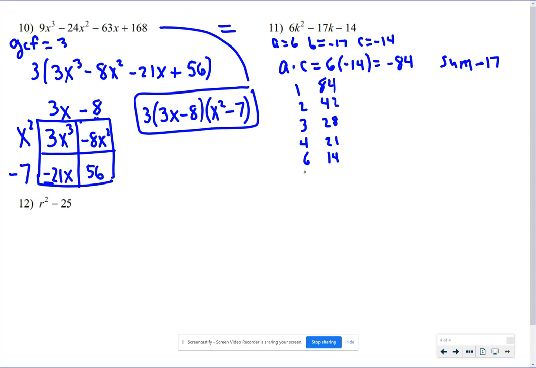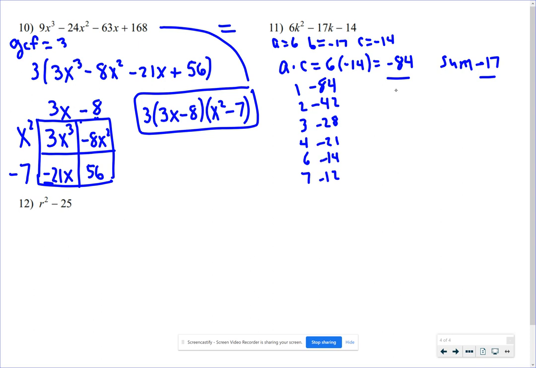What's 84 divided by 7? It's 12. Is 84 divisible by 8? Nope. By 9? Nope. By 10? Nope. 11? Nope. Oh, there's my factor pairs. But remember, to get a negative product and a negative sum, one of these is going to have to be negative, and the negative is going to have to live with the bigger.